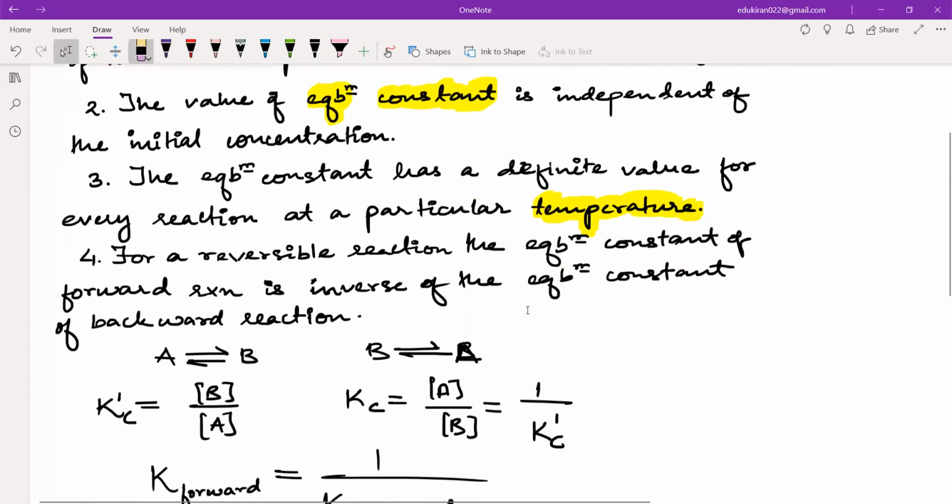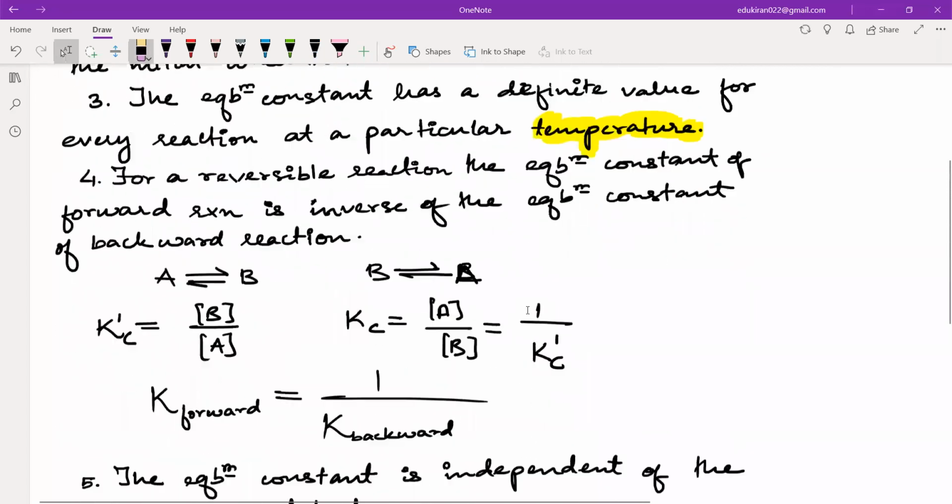Then equilibrium constant has a definite value for every reaction at a particular temperature, because if I increase or decrease the temperature, that is also going to alter the number of products and reactants. So at a particular temperature, you will have a particular value of equilibrium constant.